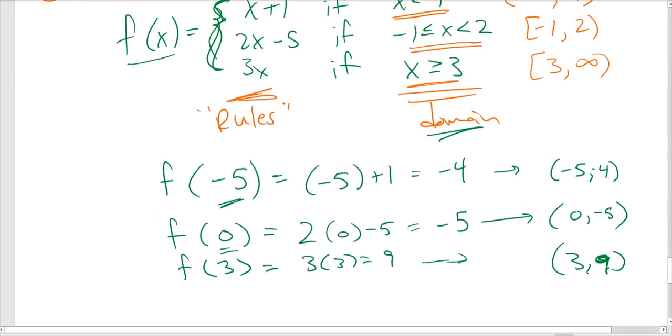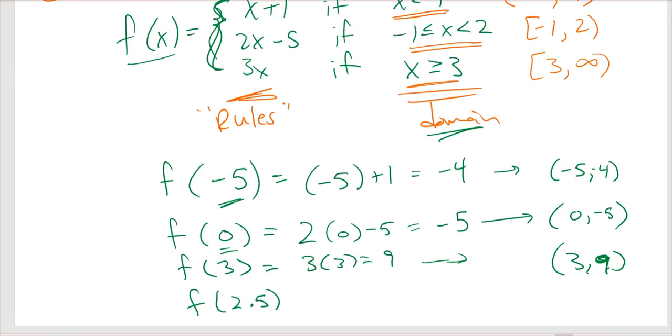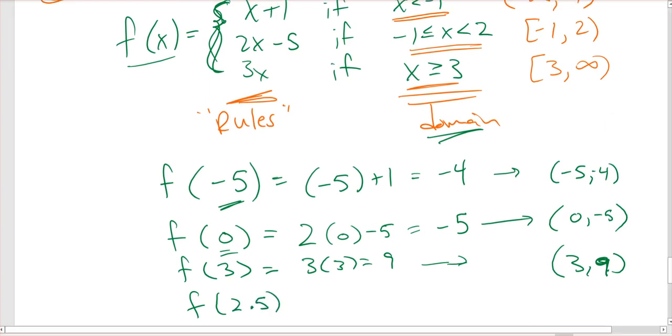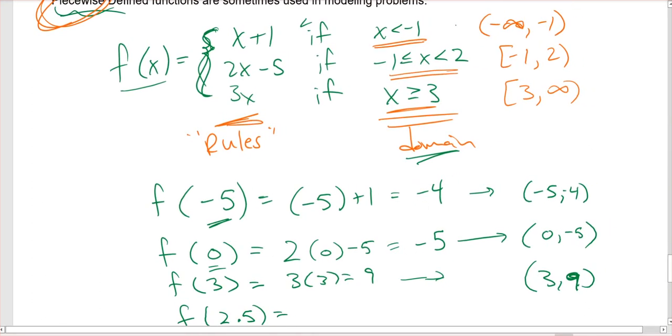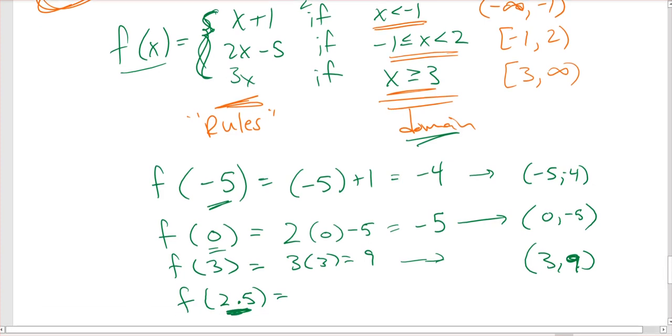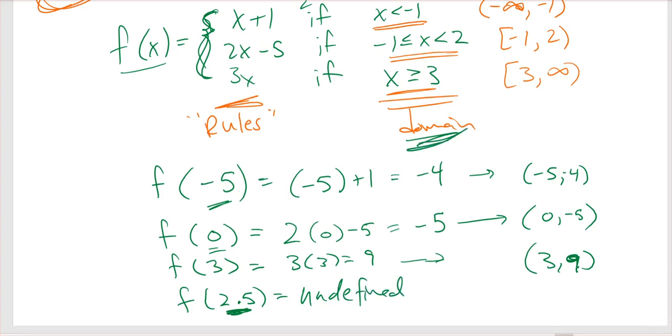But let's maybe think about one more. So if I wanted to do f of 2.5, I would go and look in my domain regions. All right, where is 2.5? Is it in this one? No, it's not less than -1. It's not between these two, no. And it's not bigger than or equal to 3, so it's not in any of these, right? What we're going to say in this situation is this is undefined, right? Because our domain regions don't include this number, so the function value just doesn't exist there, right? It's not a thing.